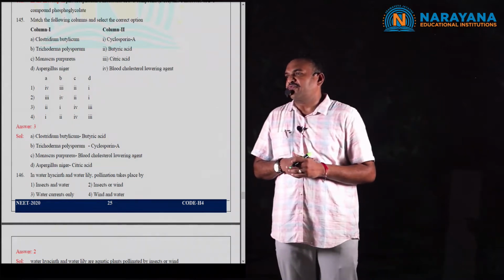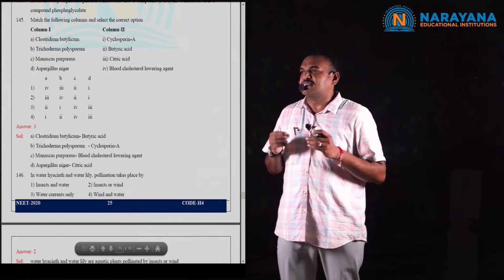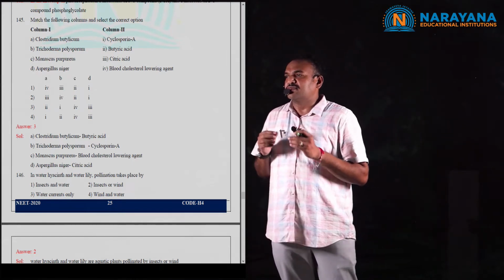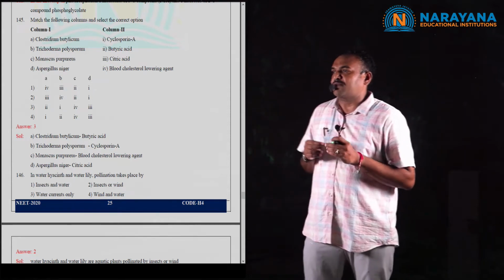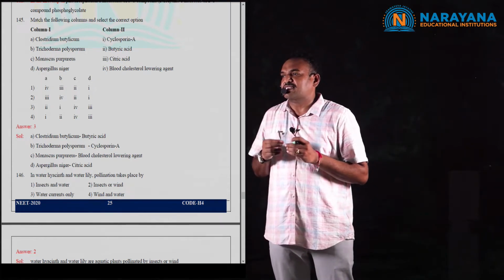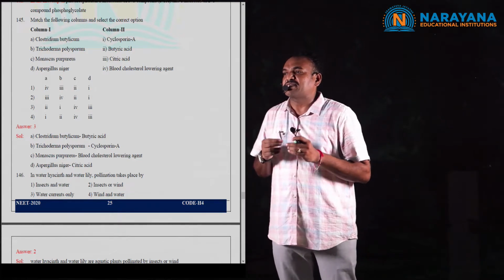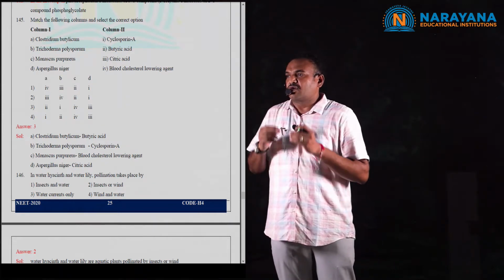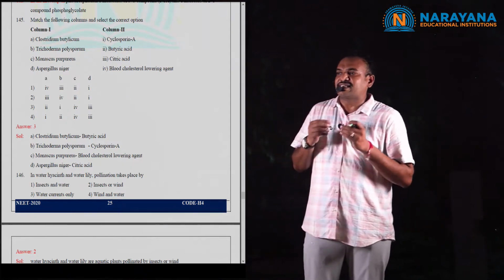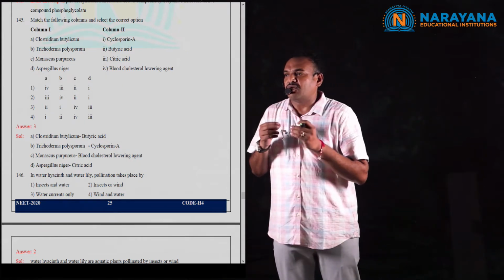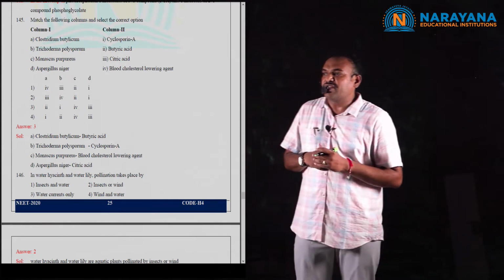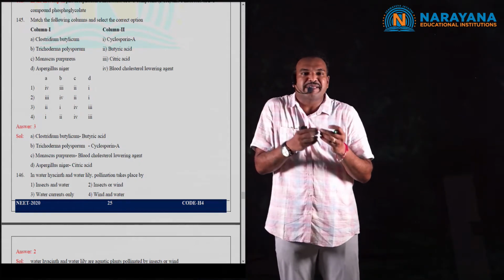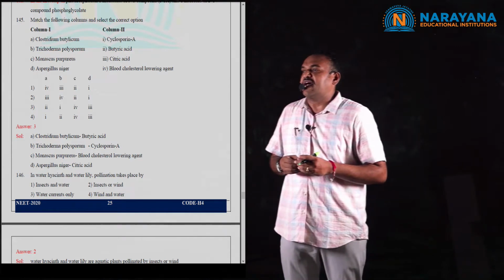Okay, question number 145. Match the following column and select the correct options. Here in column 1, A is Clostridium butylicum, B is Trichoderma polysporum, C is Monascus purpureus, and D is Aspergillus niger. In column 2, Roman 1 is cyclosporin A, Roman 2 is butyric acid, Roman 3 is citric acid, Roman 4 is blood cholesterol lowering agent. And if you observe, the first one is Clostridium butylicum, the name itself indicating that the species name, it produces butyric acid.